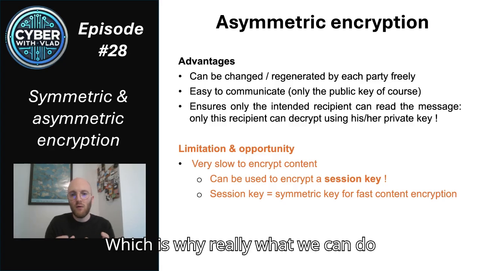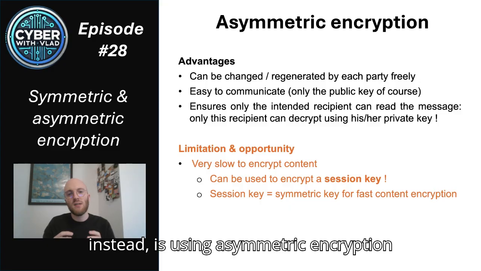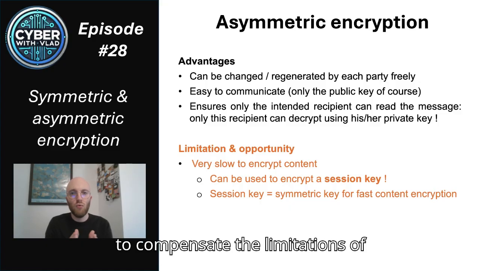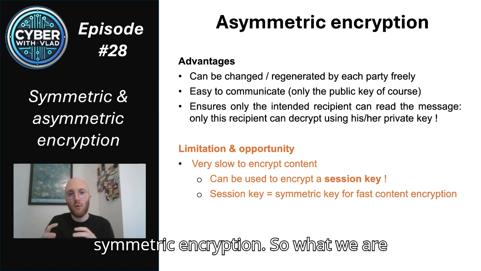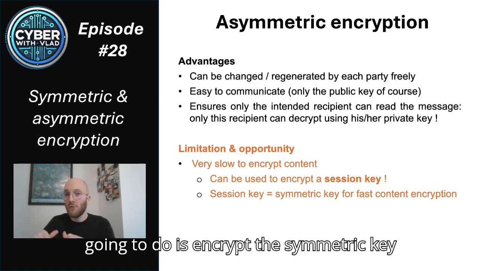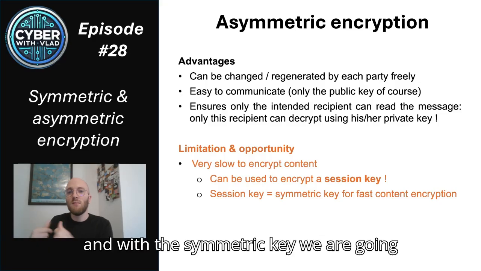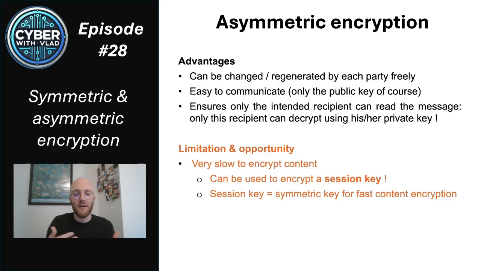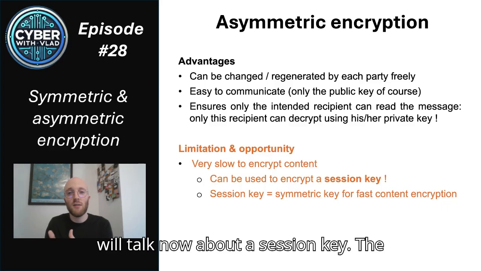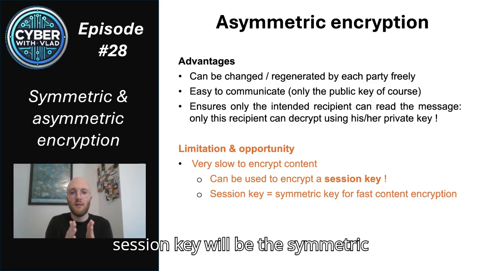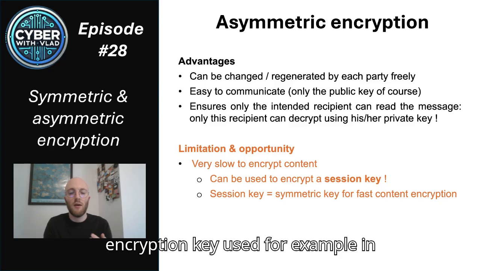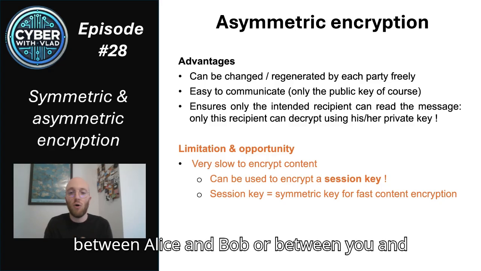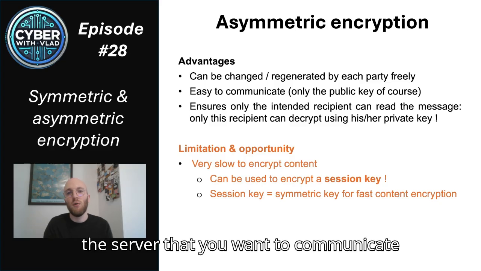Which is why really what we can do instead is using asymmetric encryption to compensate the limitations of symmetric encryption. So what we are going to do is encrypt the symmetric key, and with the symmetric key, we are going to encrypt the content, which is why we will talk now about a session key. The session key will be the symmetric encryption key used, for example, in between Alice and Bob, or between you and the server that you want to communicate with.